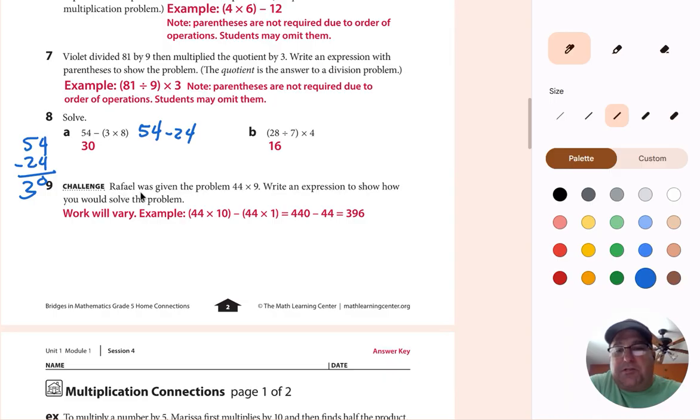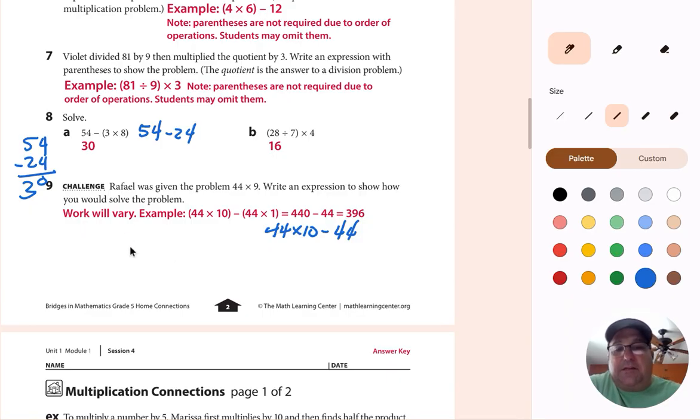Now we get to our challenge. So Raphael was given the problem 44 times 9. We just need to write an expression to show how we would solve the problem. We actually did this one in class and talked about a few different strategies. So the big one here is they're using that strategy we talked about earlier. If I multiply by 9, I can just multiply by 10 and take away a group. And then they're answering it from there. So what they're showing here is we could multiply by 10 and then just take away 44. That's what they're doing there.